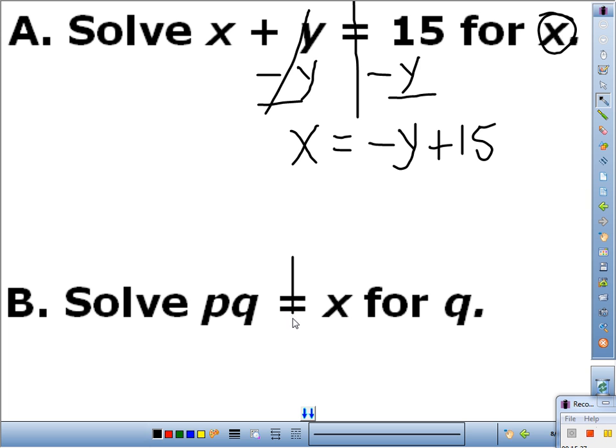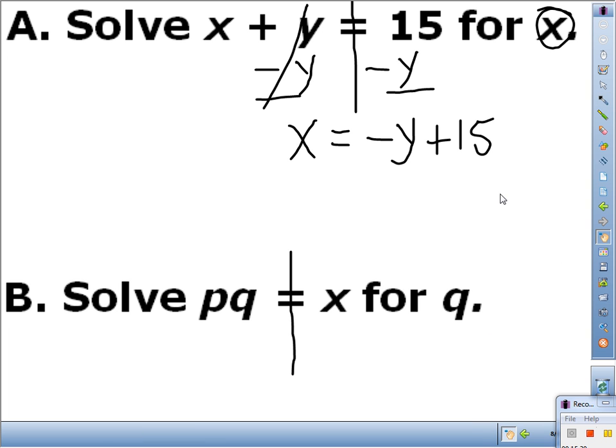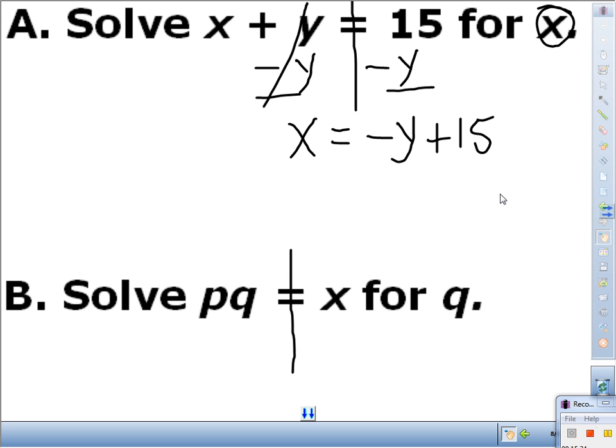Line down the equal sign. Very similar to what we did. See if you can do that one by yourself. Solve for q. Solve for q. Do it yourself first, and then we'll share with your neighbor. Okay. Share with your neighbor, see what you got, please.